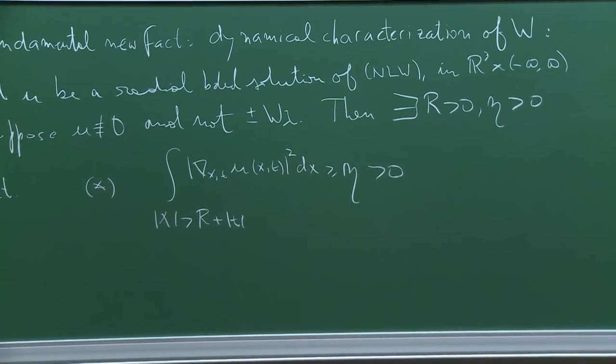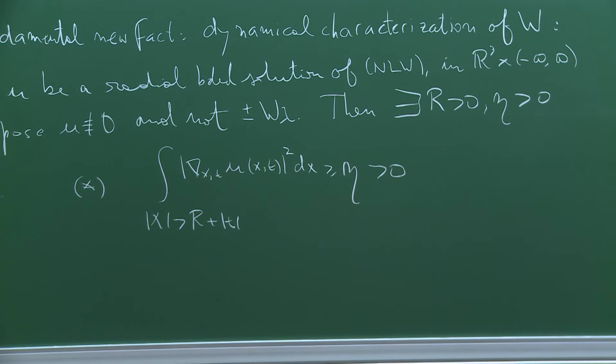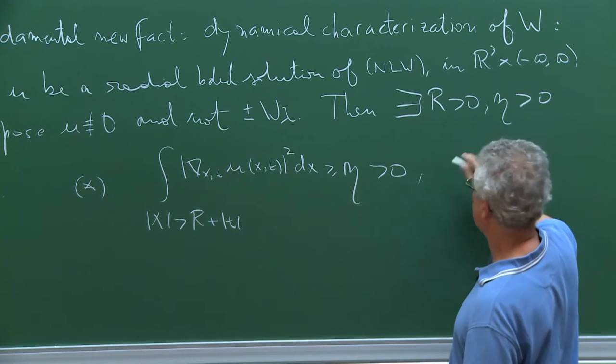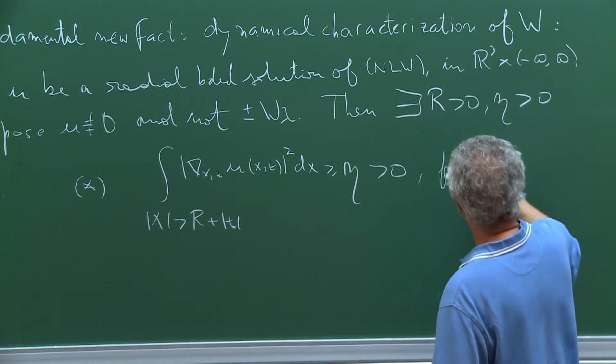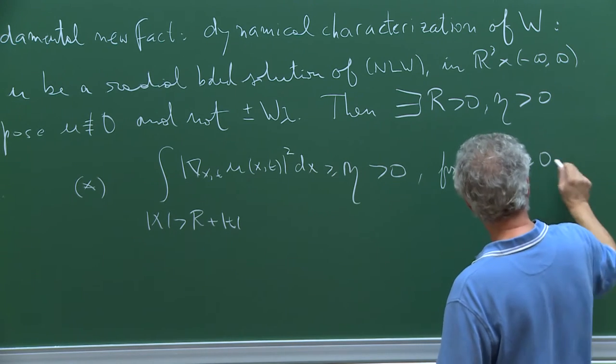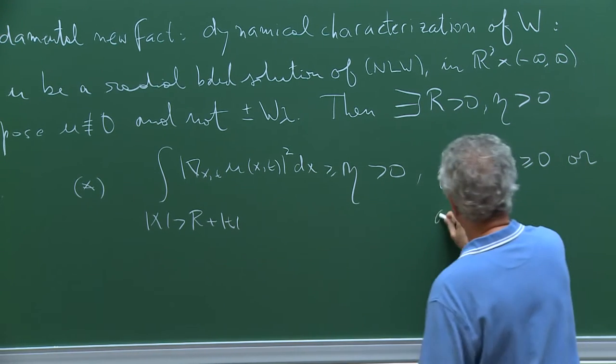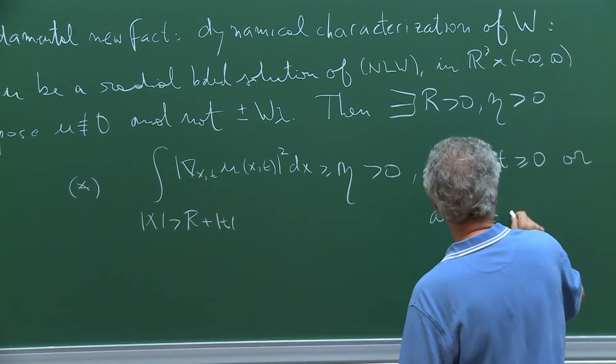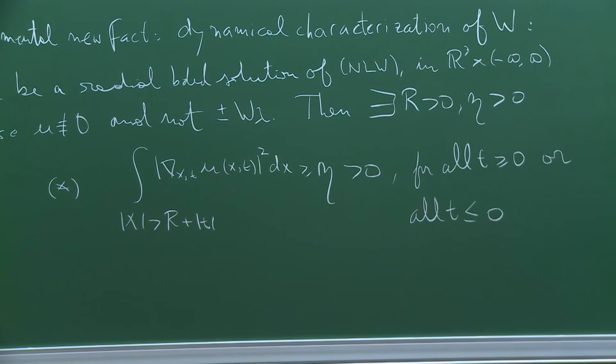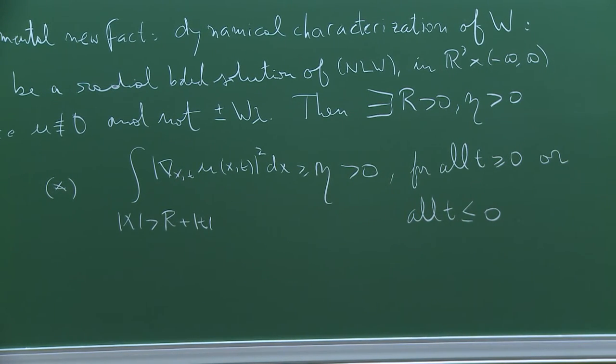So there's always energy. For all t bigger than or equal to zero, or all t less than or equal to zero. So in one time direction, there's always a definite amount of energy outside, unless you're W.